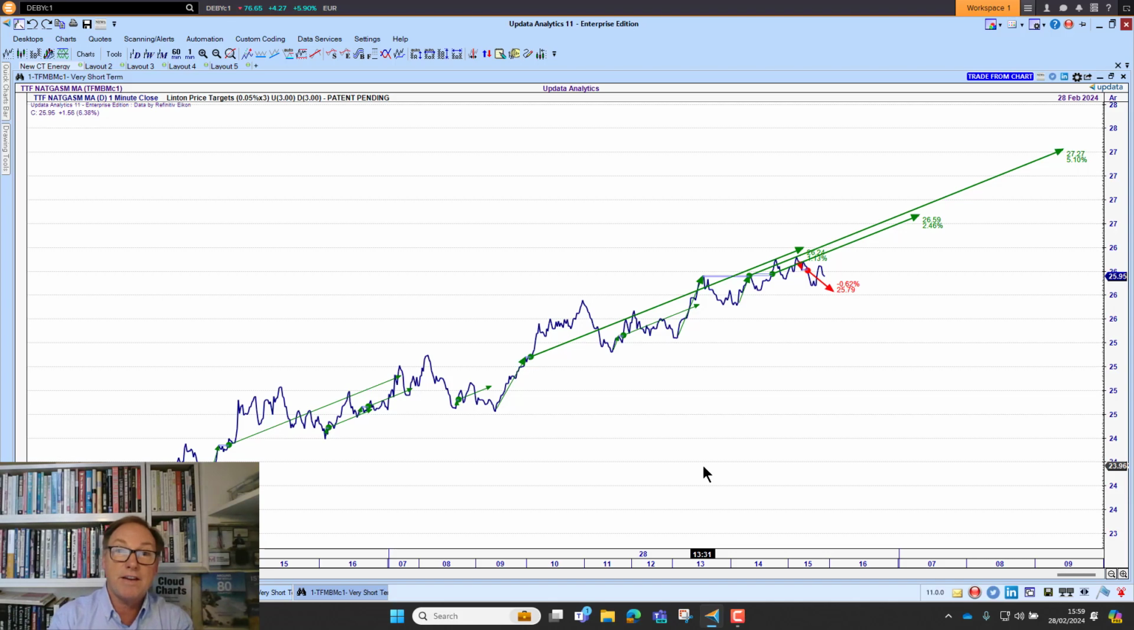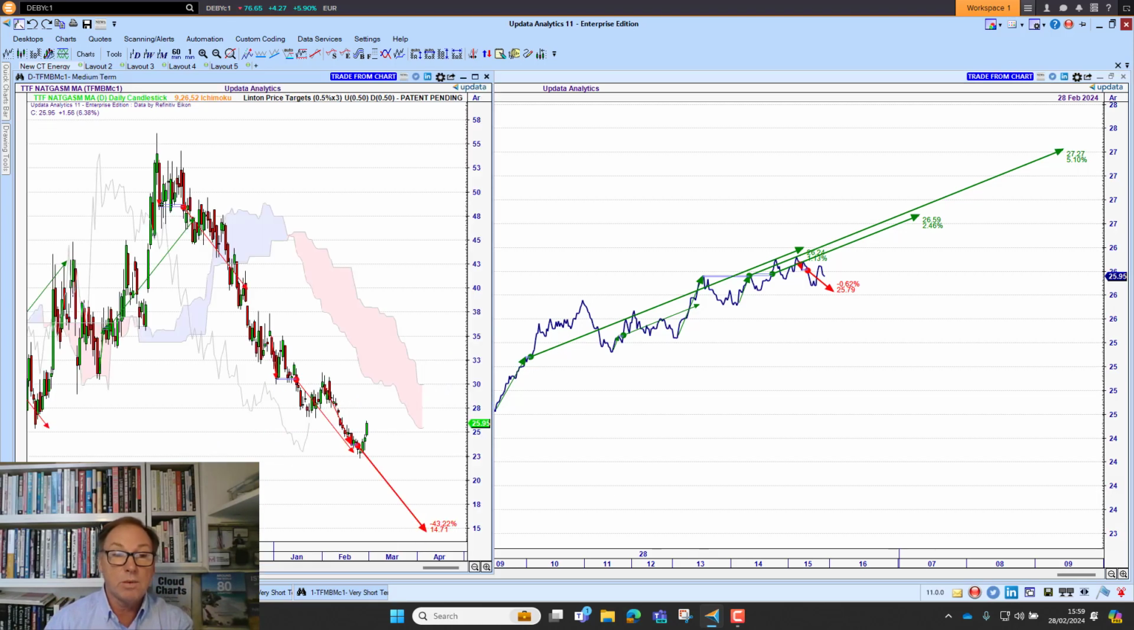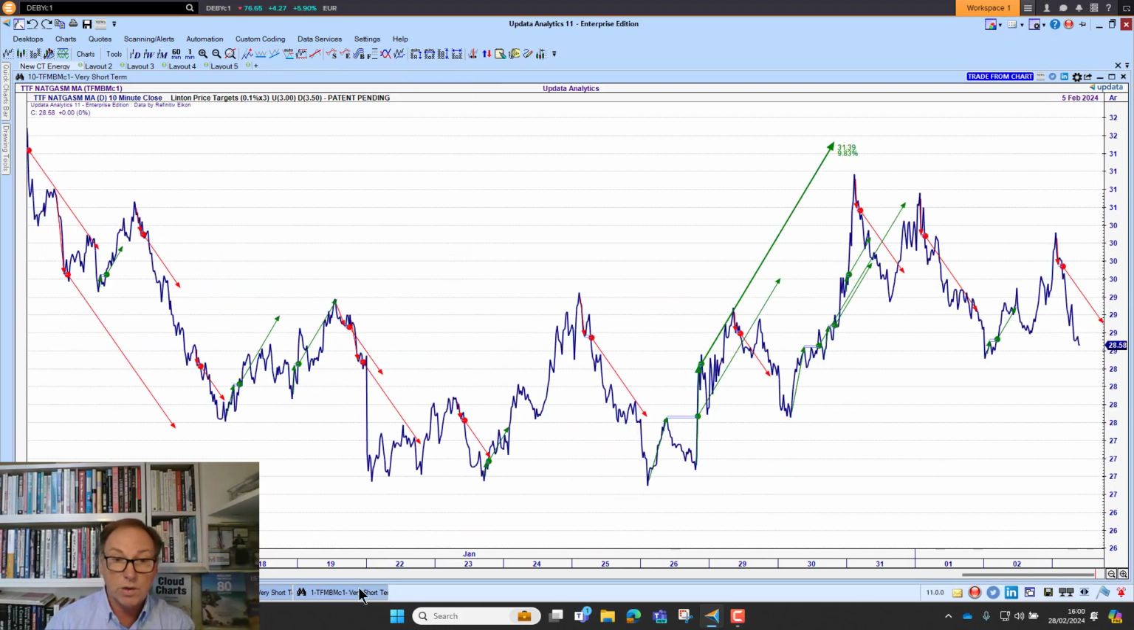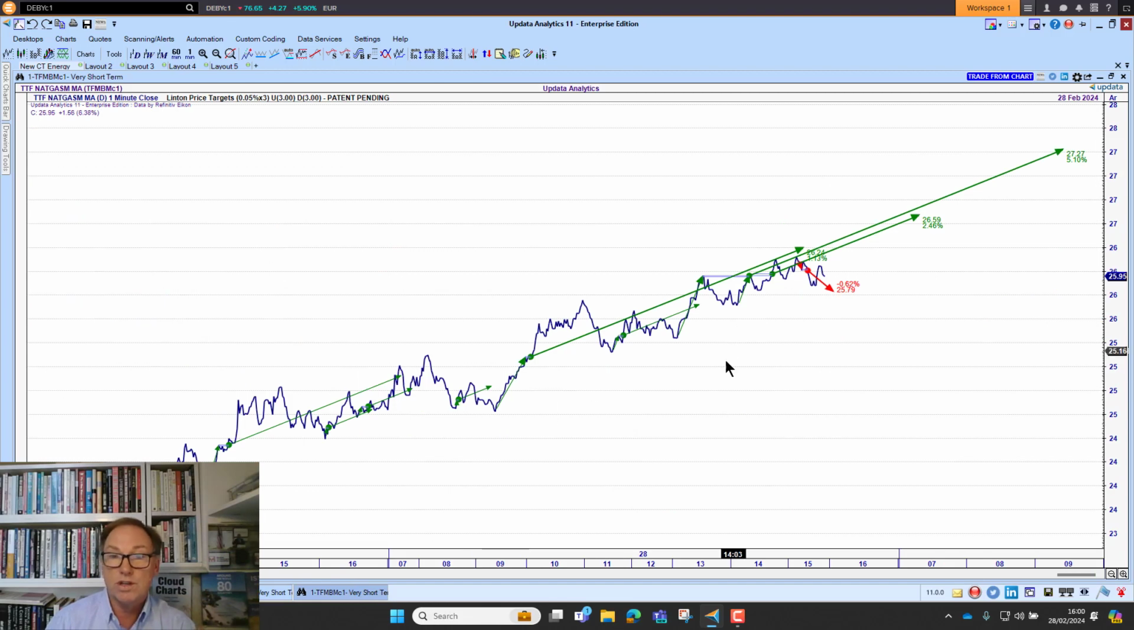This is on TTF. You could do this on German power, on carbon, in fact, on any chart you like, Bitcoin, currencies, you name it, just the way you use the targets. But remember, you want to think about your medium term, your short term, your very short term, and your ultra short term with the 1 minute. And that's how you're using the targets.